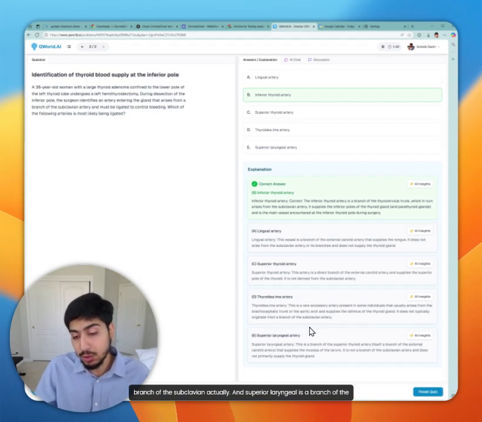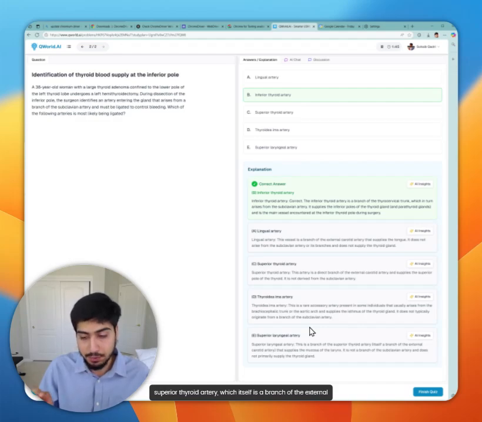And superior laryngeal is a branch of the superior thyroid artery, which itself is a branch of the external carotid, that supplies the mucosa of the larynx. Okay, great.